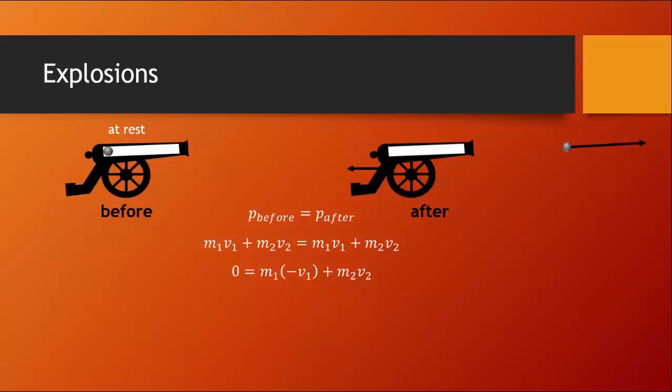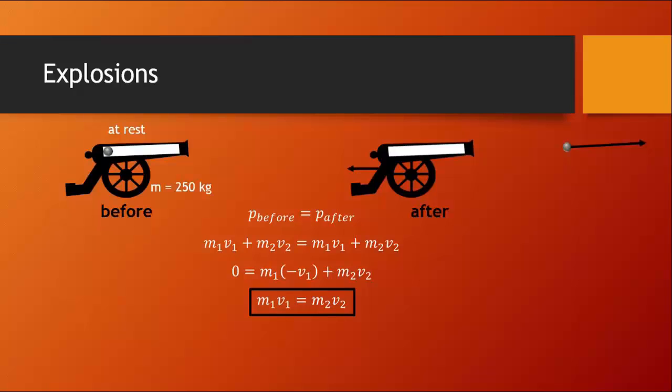If we rearrange this equation a little bit, we get the very straightforward equation m1v1 equals m2v2. The momentum of the cannon after the explosion is the same as the momentum of the cannonball, and they happen to be in opposite directions. This is a very important equation. Now, let's make up some numbers for this problem and actually solve for the recoil velocity of the cannon.